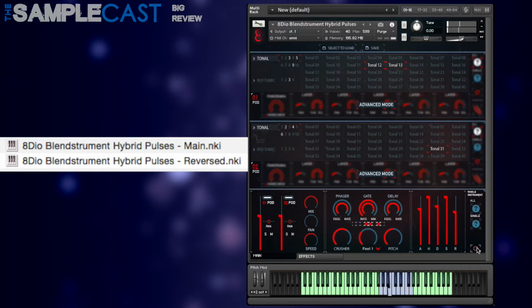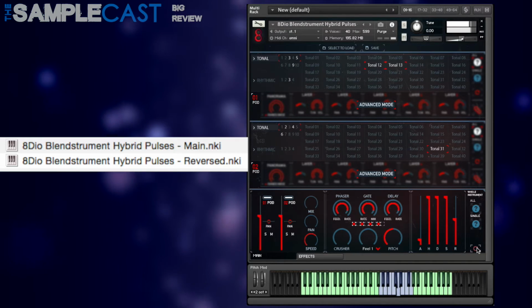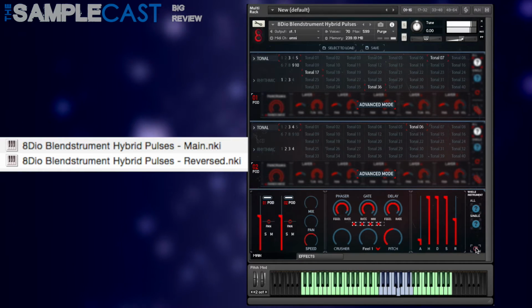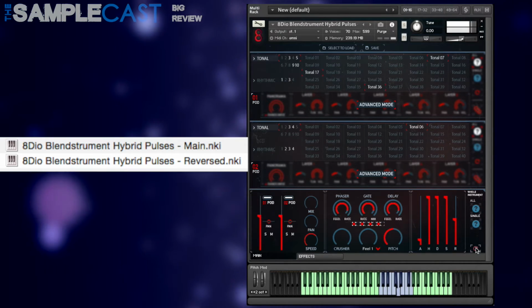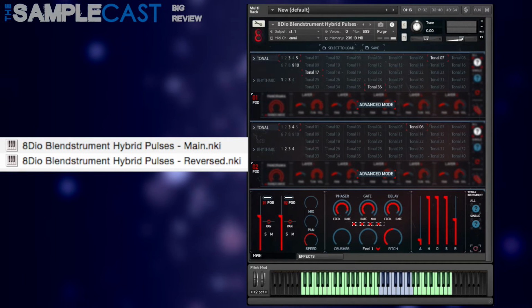There's also a reversed patch which uses the same instruments and loops from the normal patch in Blendstrument, but it plays them backwards while still applying the same tempo syncing and looping options. This is really fun. It adds a whole new lease of life to the loops that are on board.